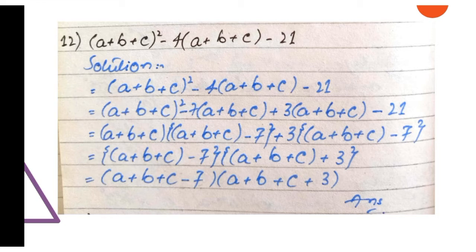Therefore, I have written in the place of this: minus 7 into (a + b + c) plus 3 into (a + b + c). The product of 7 and 3 is the same as the product of the coefficient of x square and the constant term, which is minus 21 here.